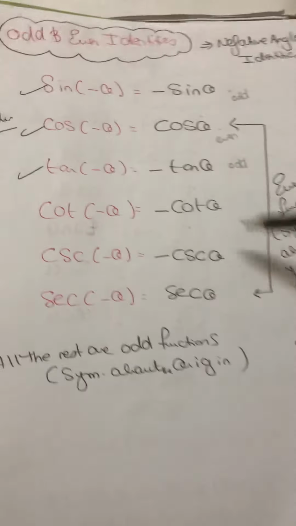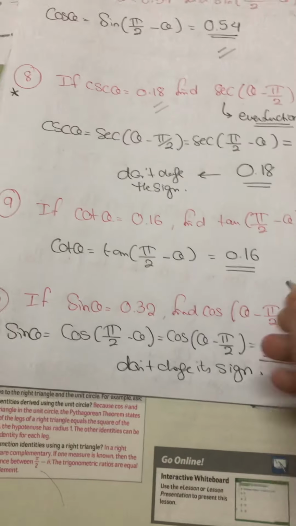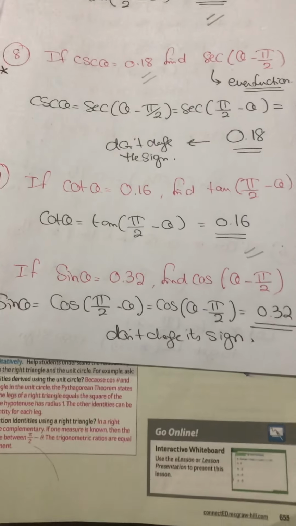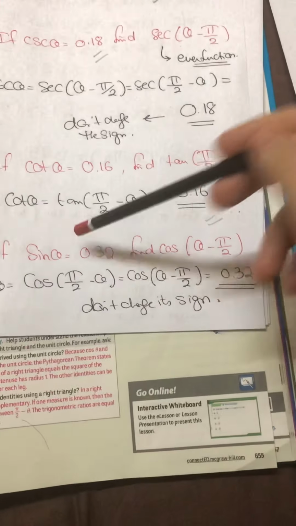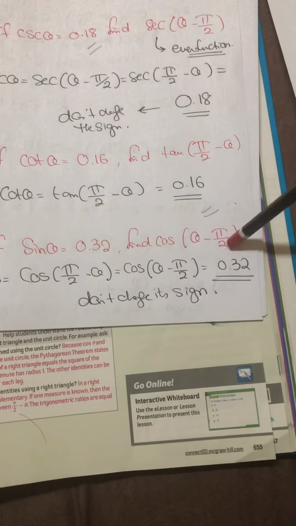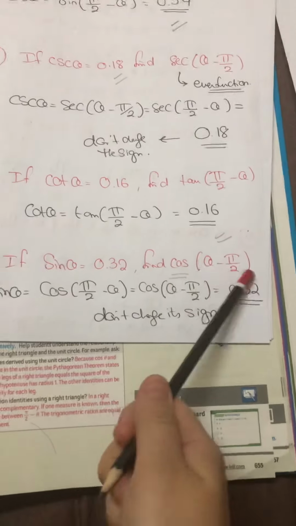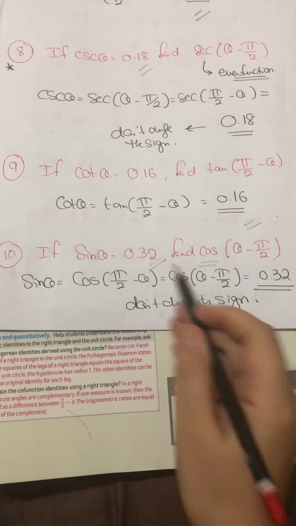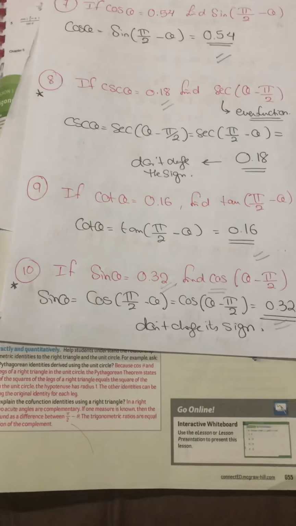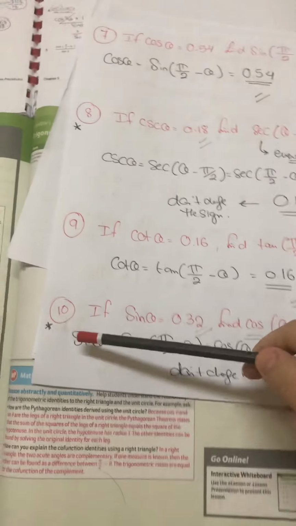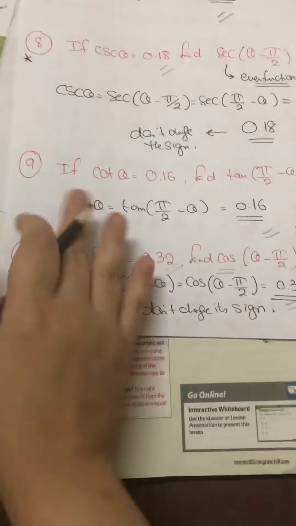If cotan theta is equal to 0.16, find tan pi over 2 minus theta. There's no switch, so this is the answer according to cotan theta equals tan pi over 2 minus theta. The answer is the same, 0.16. And the last one of these, if sine theta is 0.32, and here they switched, but it's a cosine. I'm a cosine, I do not get affected by this switch, and the answer is the same, 0.32, and do not change the sign.